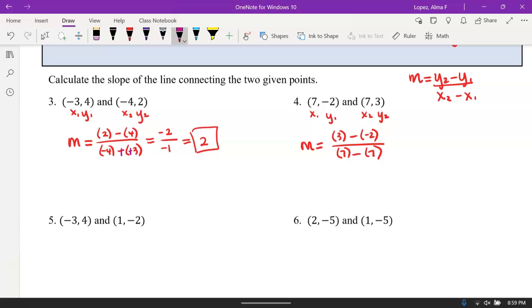Here's another double negative. You're going to make it a plus. 3 plus 2 is 5. 7 minus 7 is 0. That's one of our special slopes. Remember, if the 0 is underneath, it is undefined.